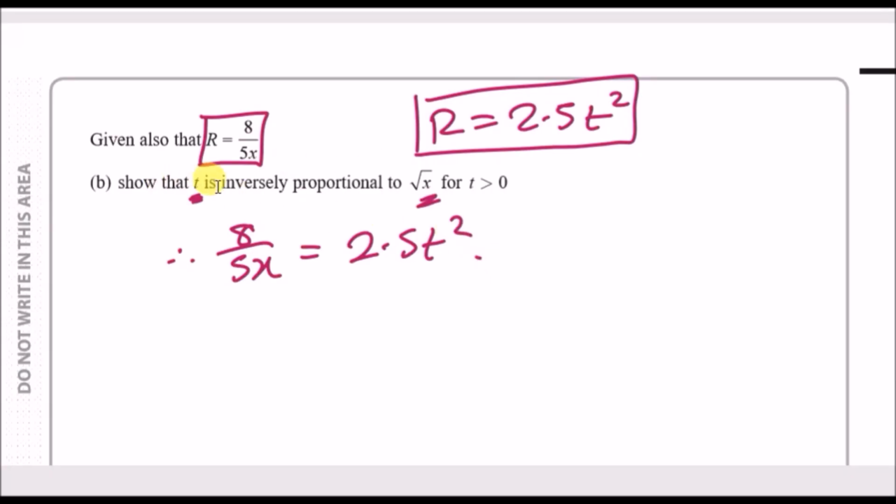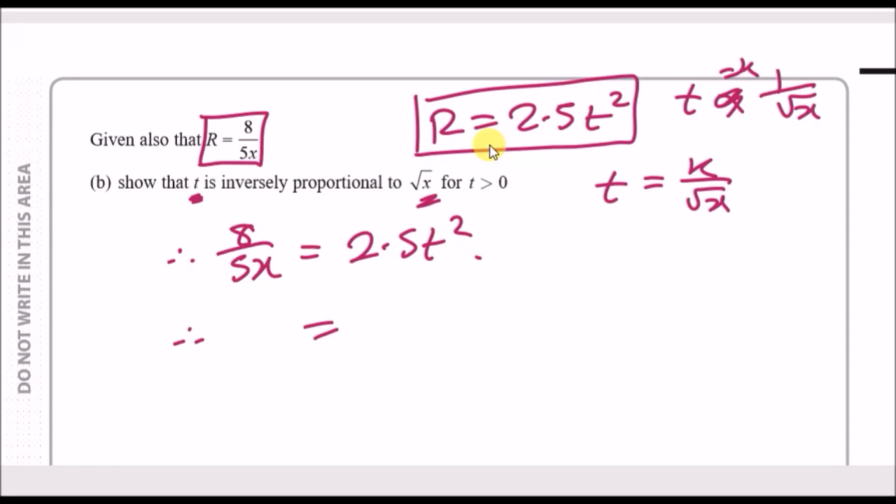Well, it says here that we need to firstly make T the subject. So we need an answer which is showing that T is inversely proportional to root x, meaning T equals K over root x. If you're not sure how I got that, it's literally T proportional to the inverse of root x, and you flip this and replace it with an equals K. So we need to find what K is, basically, and make T the subject.